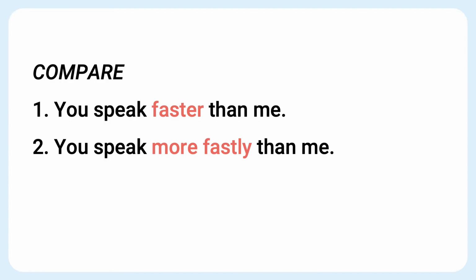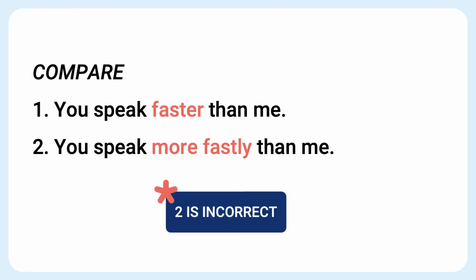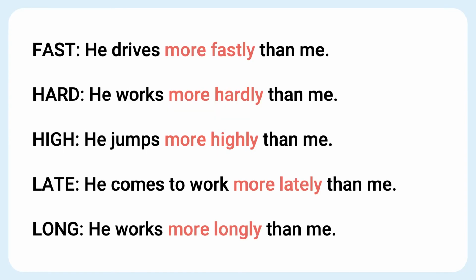Let's start by looking at the word fast. So you speak faster than me. What about number 2? You speak more fastly than me. Well, number 2 is just incorrect. We never say fastly. In fact, we never say any of these words, hardly, highly, lately, or longly, if they're functioning as adverbs. Sometimes we can use them as adjectives, but not in these types of sentences.